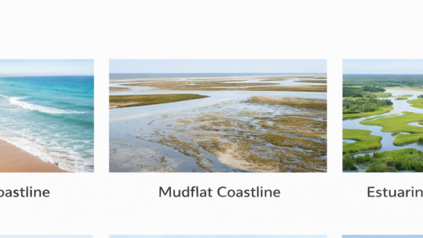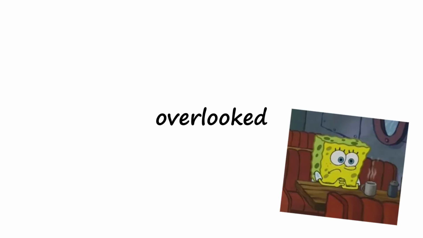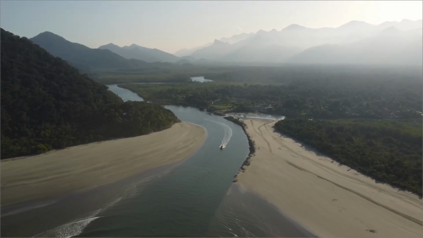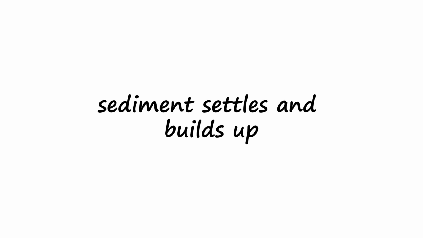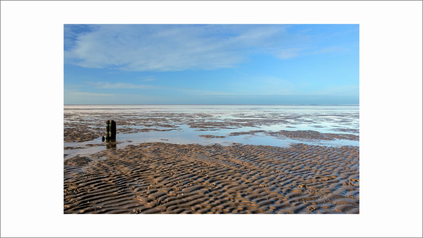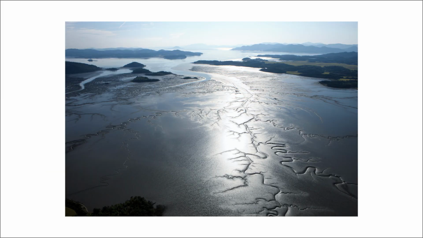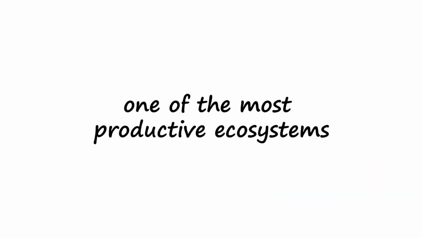Mudflat coastlines. These coastlines tend to be overlooked, and that is a mistake. Where rivers meet the sea, and where sheltered bays protect the water from strong wave action, fine sediment settles and builds up into vast, flat expanses of mud. At low tide, mudflats are exposed, wide, dark, and quiet. They look empty, but they are among the most productive ecosystems on the planet.